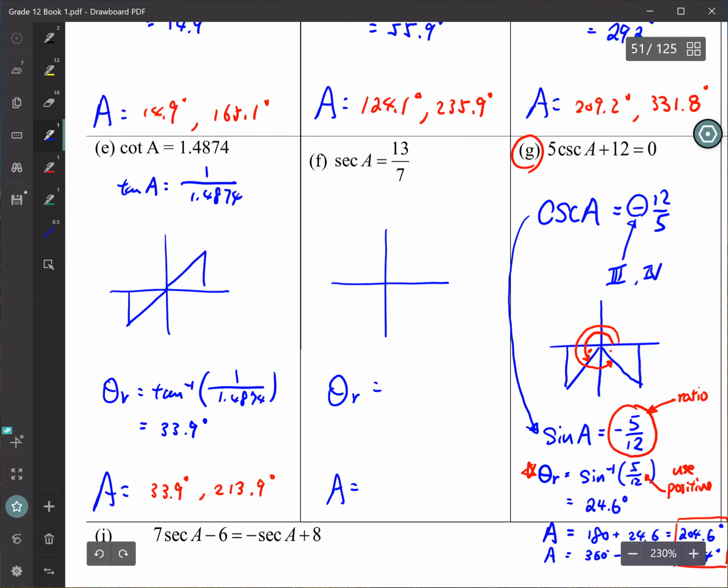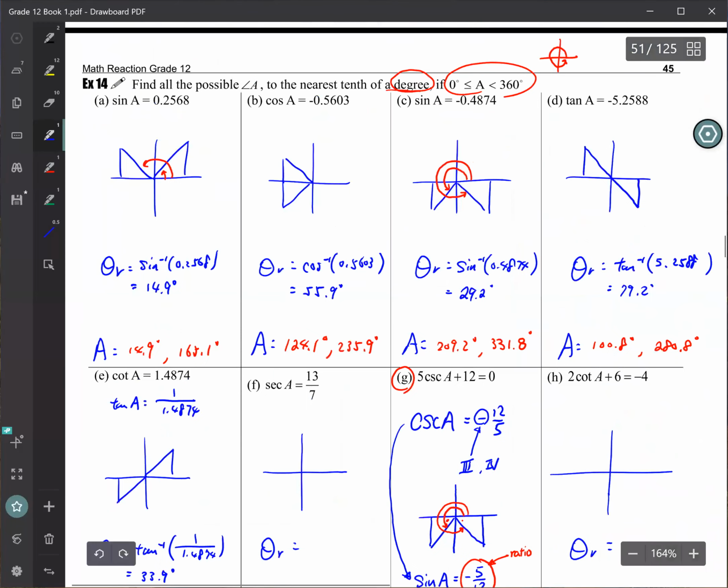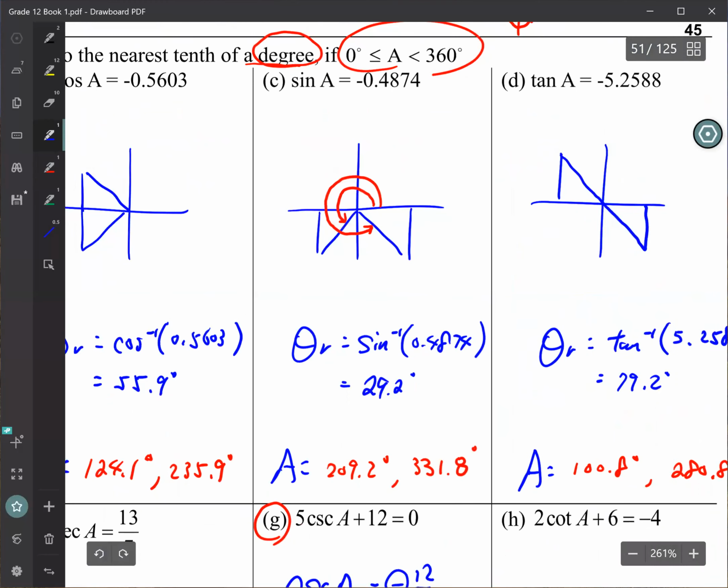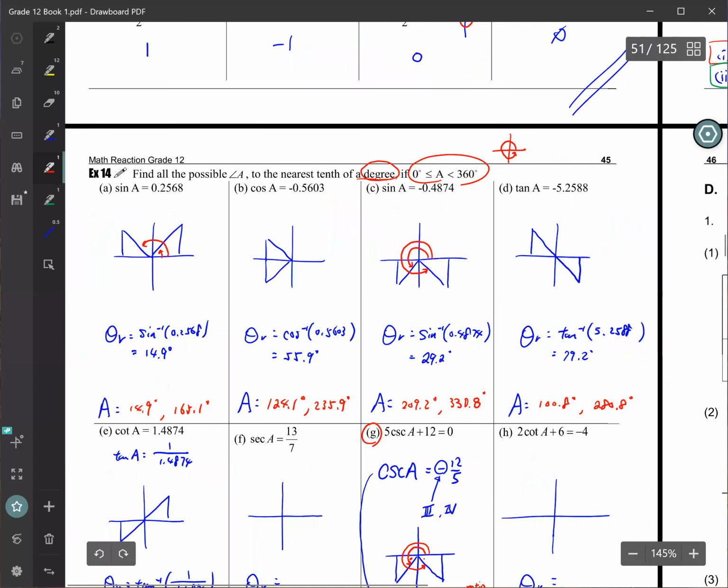Okay, question F. William, how do we begin? I did it wrong before. I'm redoing it right now. Okay, I'll wait for you. I'll come back to you. You work on F. Jason, number C is wrong. It's supposed to be 330.8. Is it? Yeah, we subtracted wrong: 360 subtract 29.2 is 330.8.